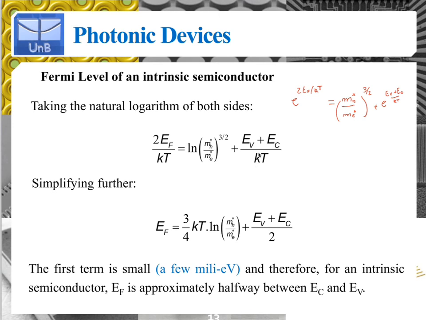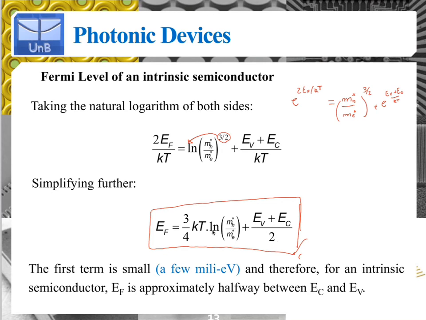And we can simplify further by noticing that since this is the natural logarithm, this can drop down multiplying right here, and if we multiply across by kT and also divide everything by 2, we finally get an expression for the Fermi level EF. So EF is equal to 3/4 of kT times the natural log of mh star divided by me star, plus Ev plus Ec over 2.